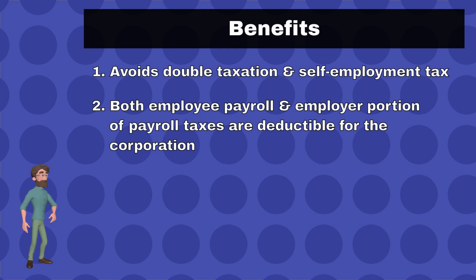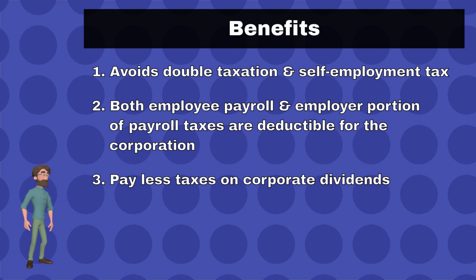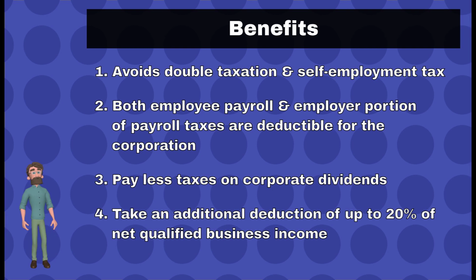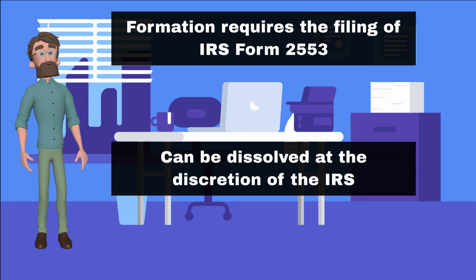Beyond standard payroll, S Corp shareholders can also receive corporate dividends that can remain completely tax-free. If the dividends received don't exceed the shareholder's stock basis, the entire amount remains untaxed. And even if the dividends exceed the stock basis, the excess amount is taxed at a lower rate because it's treated as a capital gain. Lastly, eligible S Corp shareholders are allowed to take an additional deduction of up to 20% of what's considered net qualified business income. Remember, your potential S corporation exists at the discretion of the IRS.